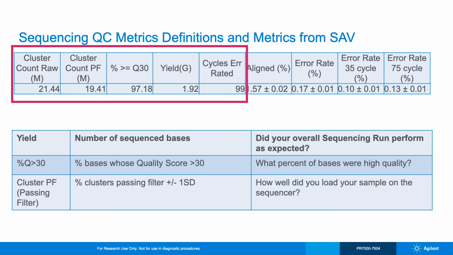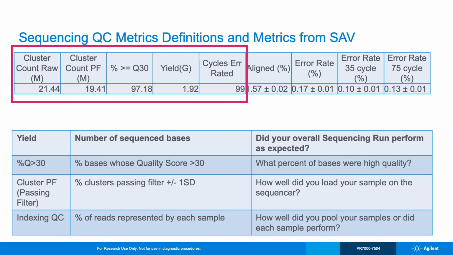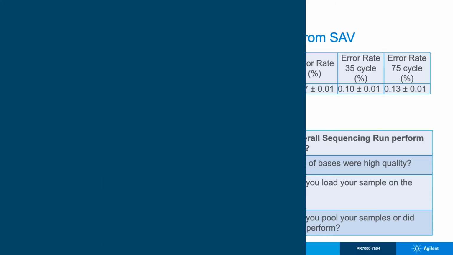The last one of these is the indexing QC metric, which is the percent of reads represented by each sample. When we are pooling our samples, we can calculate the relative proportion of our pooled samples, and we then compare this with our indexing QC to tell us how well we pooled our samples and how each sample performed.